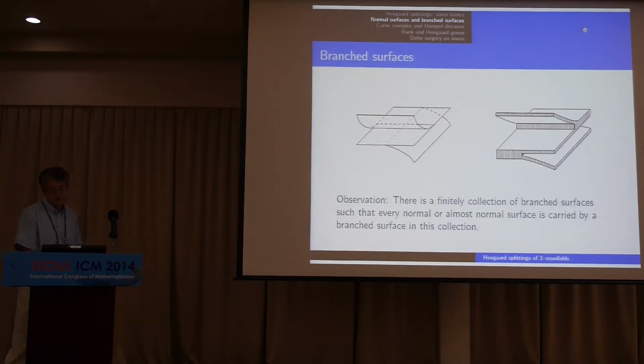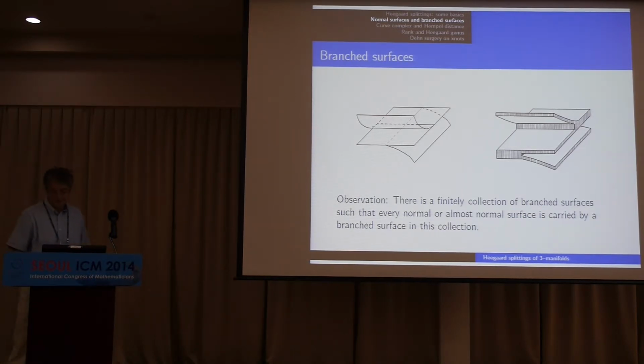And for normal surfaces, you can construct only a finite number of branch surfaces such that every normal or almost normal surface is carried by one of the finitely many branch surfaces. The reason is very simple: a normal surface intersects each tetrahedron in normal disks, and a lot of them are parallel. If you just stack all the parallel disks together, you get a branch surface. Because you only have finitely many types of normal disks, you end up with only a finite number of branch surfaces.